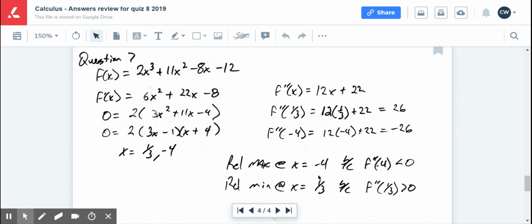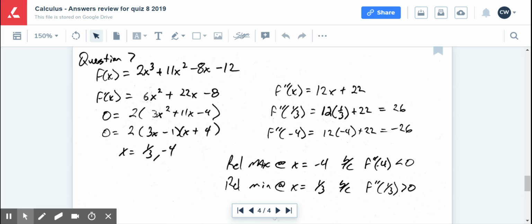Question 7. Same thing, derivative. So derivative of 2x cubed is 6x squared. Derivative of 11x squared is 22x. Derivative of -8x is -8. Take out the 2, factor what's left, set it equal to 0. That gives me 1/3 and -4.